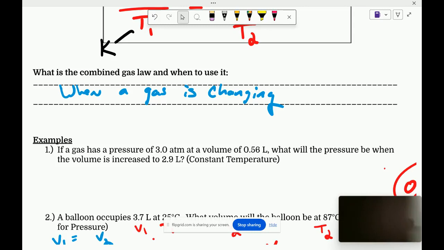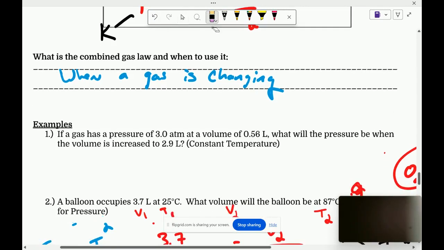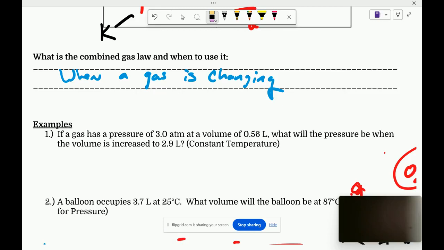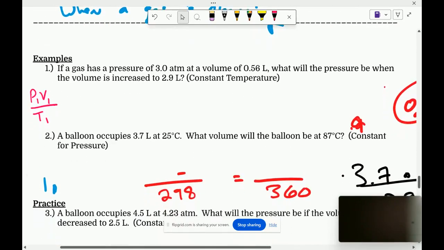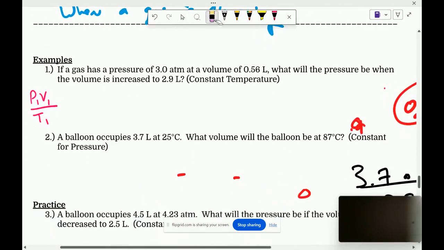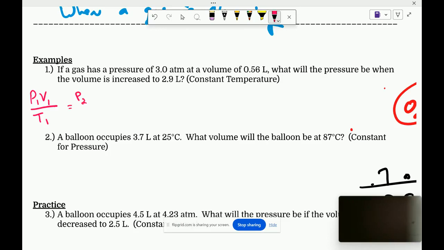Now there's a couple tricks I'll show you here. The hardest part is associating values with your initial variables. So if a gas has a pressure of 3 atmospheres and a volume of 0.56 liters, what will the pressure be if the volume increases to 2.9? Okay, so let's just write our equation. P1 is initial pressure, V1 is initial volume, T1 is initial temperature, is equal to P2, final pressure, final volume, final temperature.